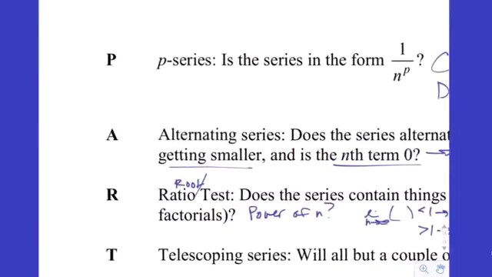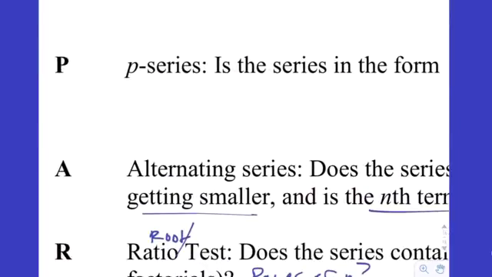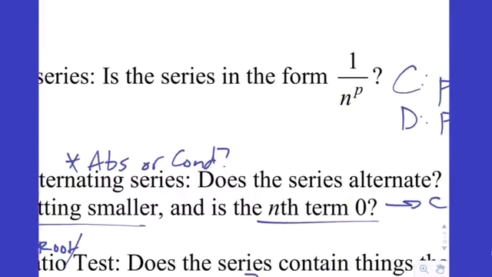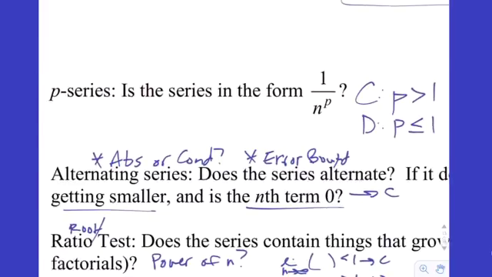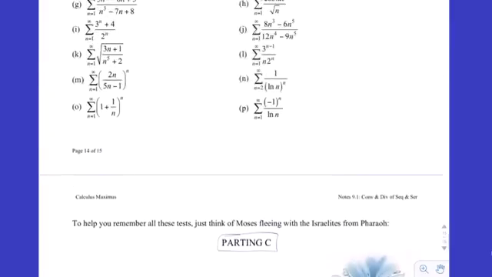And then for the alternating series, we'll just throw in here, remember, you have the idea of is it absolutely or conditionally convergent? And then you have the error bound. There is an integral test error bound, which is not on the AP exam yet. It might be in a couple of years. But remember, the error bound is just the absolute value of the first unused term. Okay, so parting C can help you remember the tests.